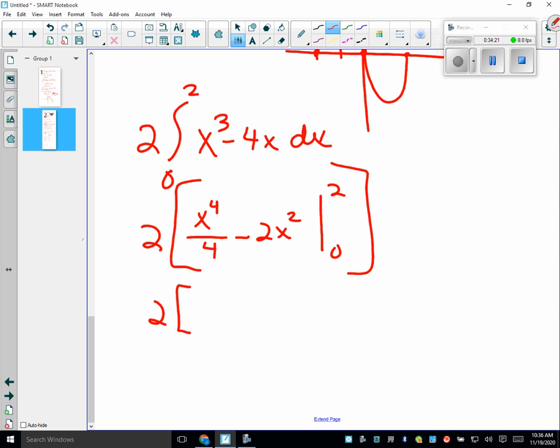So 2 times, what do I get when I plug 2 in? Don't I get 4 minus 8? Right? But that is minus 0. Yeah. Isn't this going to be 2 times 4, which is 8? I plugged 2 in here, and that gave me 4 minus 8. I thought you said the 8 was 5. No, the value at 0 was 0. So I have nothing to subtract from it. Does that make sense?